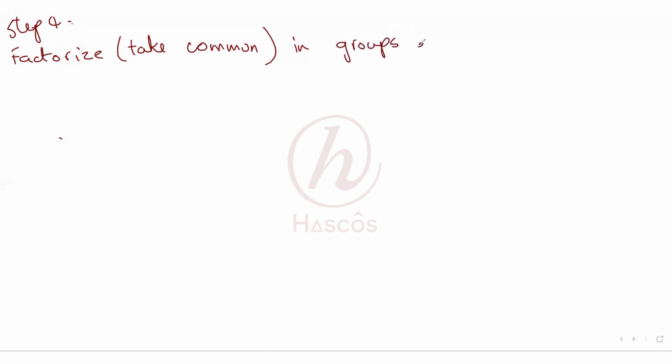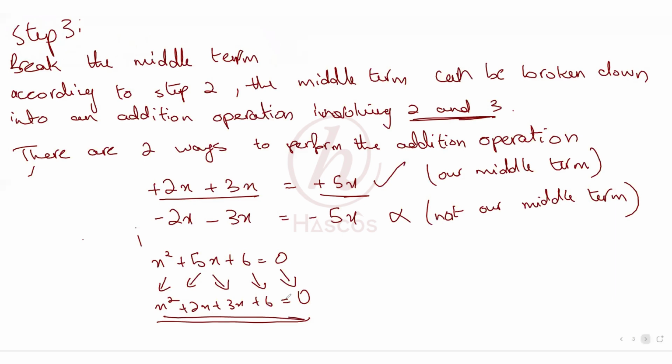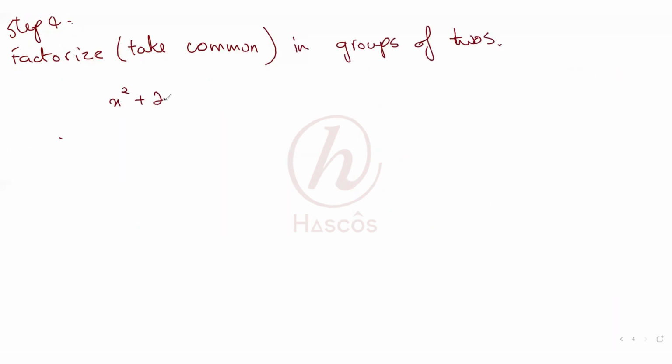Now we come to step number 4. Step number 4, we factorize. In simple meaning, factorize means take common, and that is exactly what we're going to do. We're going to factorize in groups of 2. Let's copy the broken form of the middle term that we extracted from step 3, which is x squared plus 2x plus 3x plus 6 equals 0.